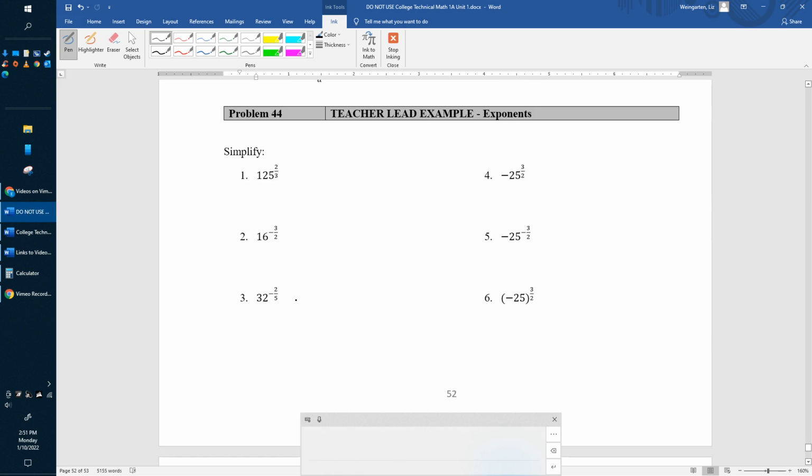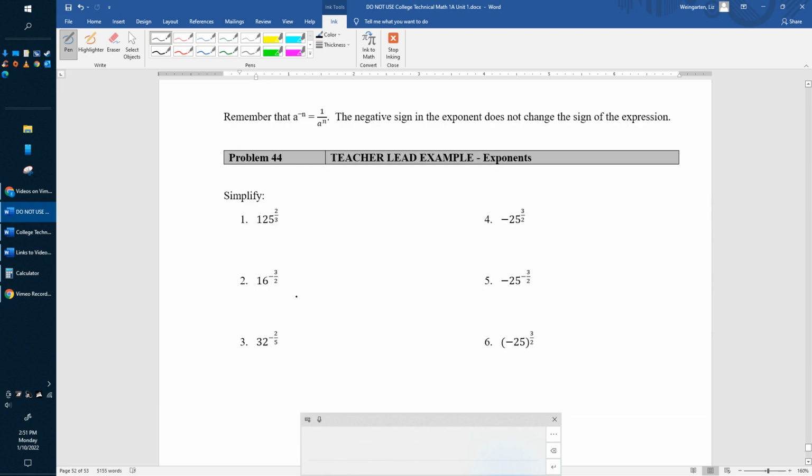But first, let's take a look at problem 44. I can save you a couple clicks with videos this way. So let's take a look at these. Now, as a reminder, it's the rules up here, and highlight this if you need to. A to the negative n is 1 over a to the n. Do not change these into negative numbers. It is 1 over whatever number is shown. So just keep that in mind.